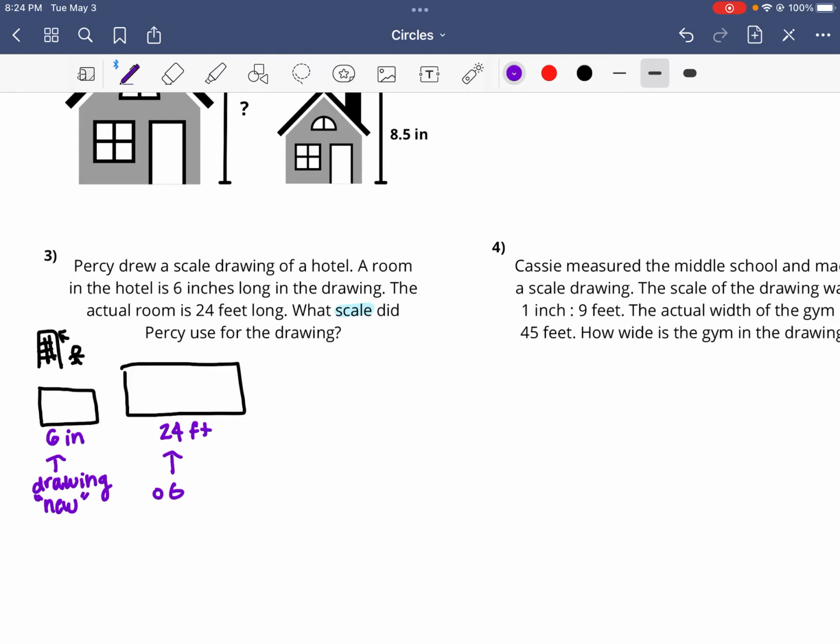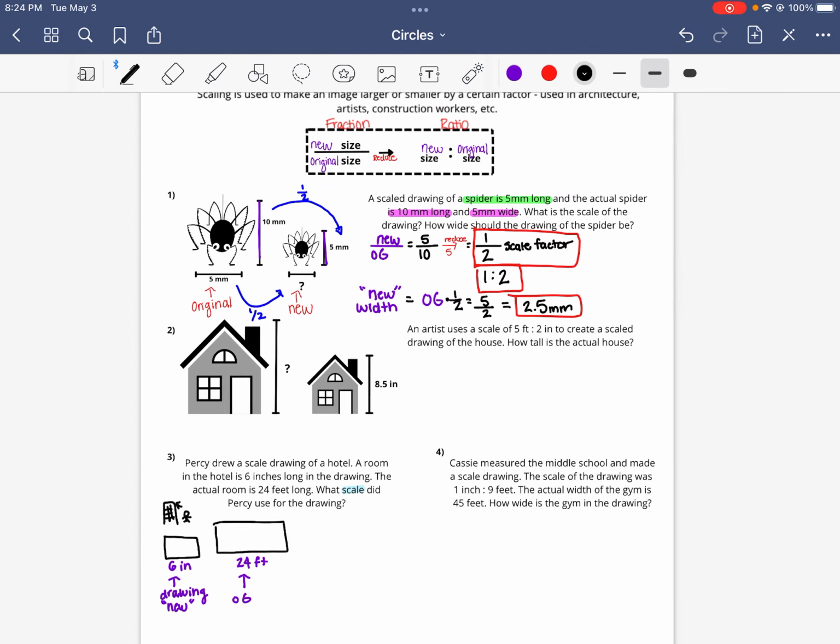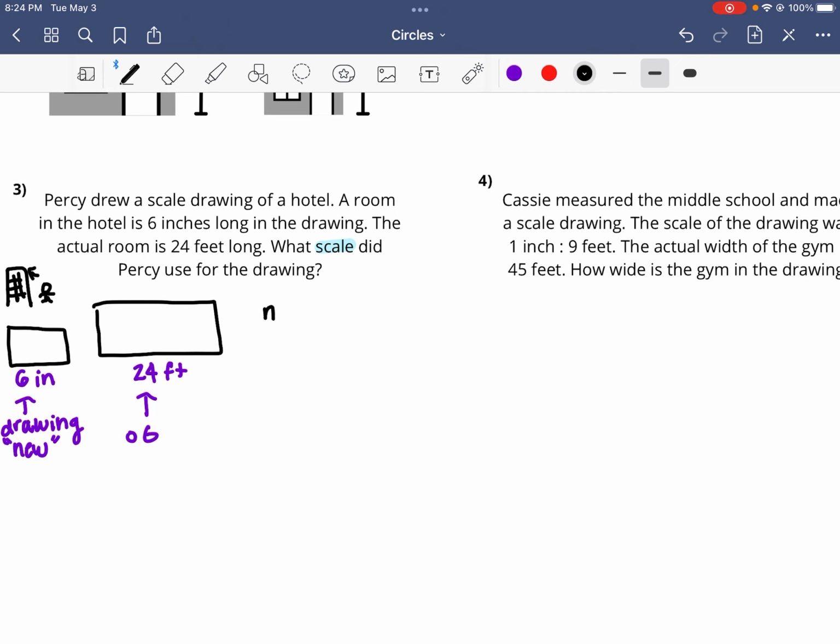So again, we're just going to use the formula. I'm going to take my new size divided by my original. And we're going to use our units this time. So 24 feet, and I'm going to divide it by 6 inches. Okay. 24 divided by 6. If I reduce down by 4, I get that this is equal to 4 over 1. And that's 4 feet and 6 inches.